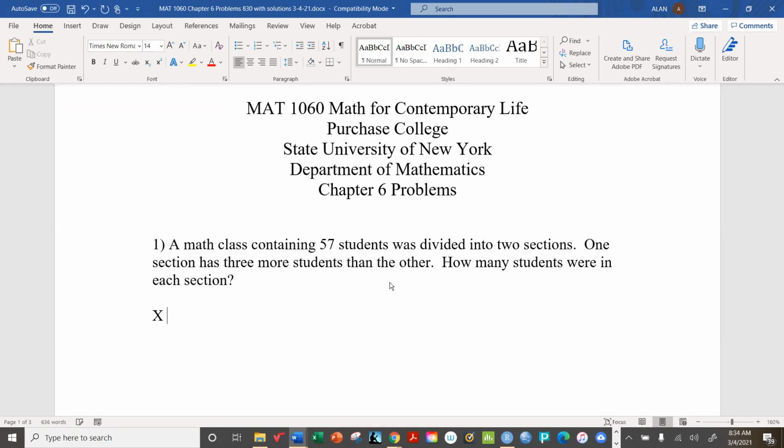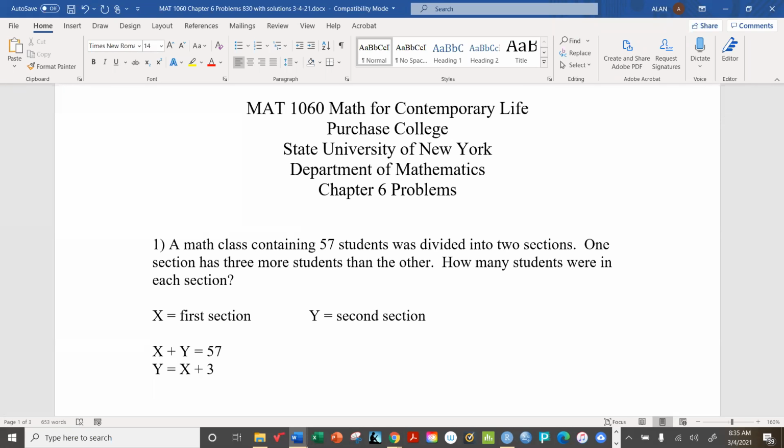So why don't we do this? Let's let X be the first class or first section, and then Y can be the second section. And then in that case, we can make 2 statements. First of all, the total is 57: X plus Y equals 57. And secondly, one section has more than the other. It doesn't matter which one has more than the other. It doesn't specifically say that. So why don't we let Y equal X plus 3? In other words, we'll assume that the second section is the larger one.